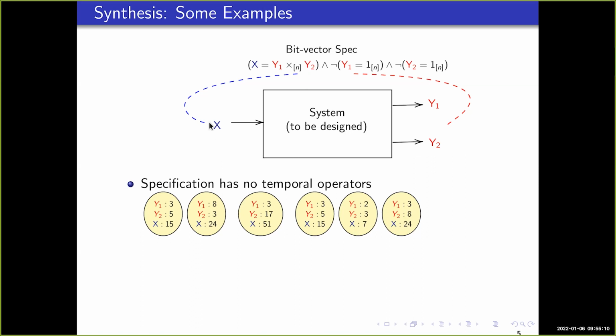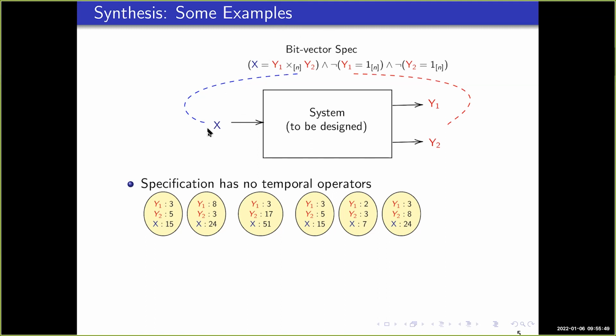What happens if I feed the value of x as 7? Now, is it possible to get two numbers y1 and y2 such that their product will be 7, but none of these numbers are individually 1? I'm basically asking, can 7 be factored into two parts, none of which are 1? Can this be done? No, right? 7 is a prime number.